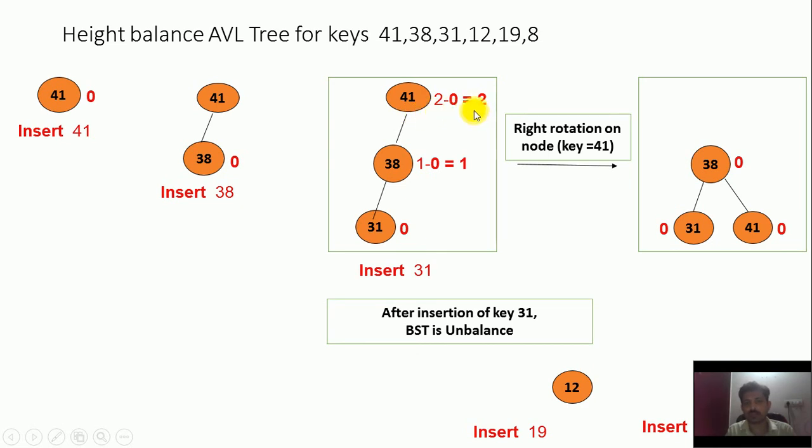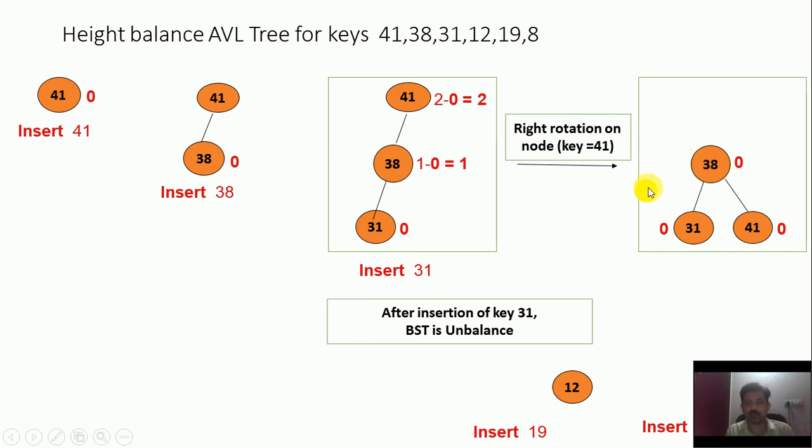Positive 2 means we have to perform right rotation on this node number 41. So what is right rotation? The node will become the right child of its left child. The left child of 41 is 38, so 41 will become the right child of its left child, which means 41 is placed on the right side of node 38. Now 38 is the root node here.